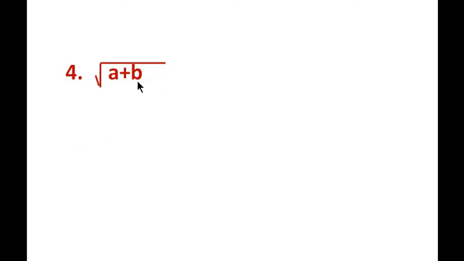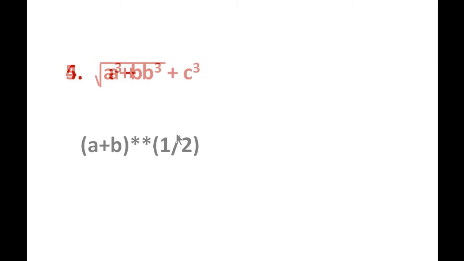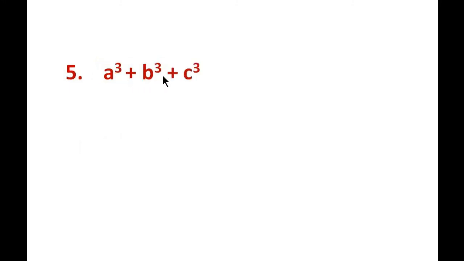Next one, root of a plus b. Root n is equivalent to n raised to half. So this root of a plus b you can write as a plus b within bracket, because this root is for a plus b. A plus b within bracket, then star star half, that is raised to half. Next, a cube plus b cube plus c cube: a star star 3 plus b star star 3 plus c star star 3.